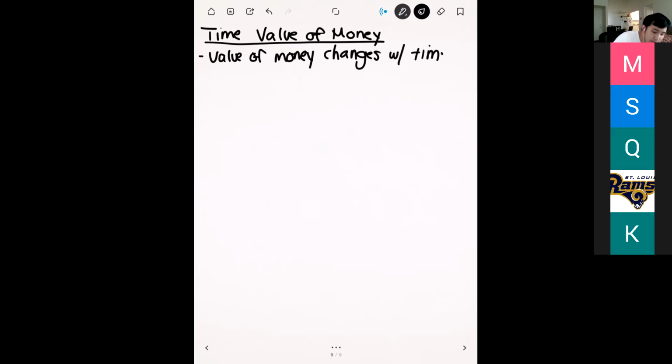And so to illustrate this, I want to give you a hypothetical situation. In this hypothetical situation, you have two choices. You have the red pill and the blue pill. No, I'm kidding. In this hypothetical situation, say I have this $100 bill in my hand. I can either give you this $100 bill right now.